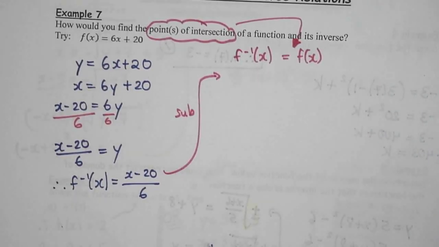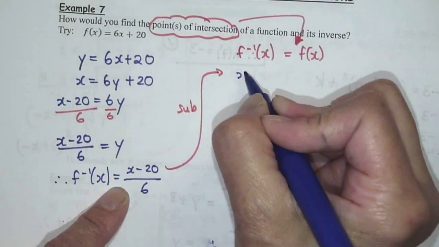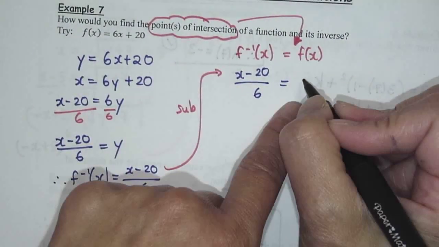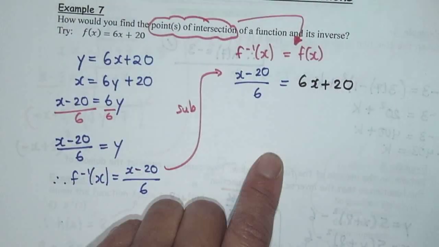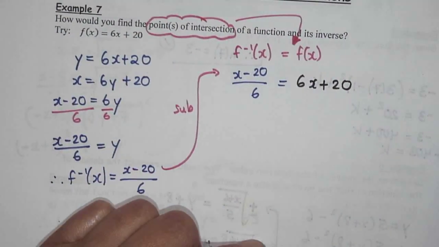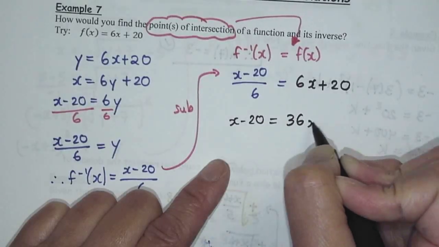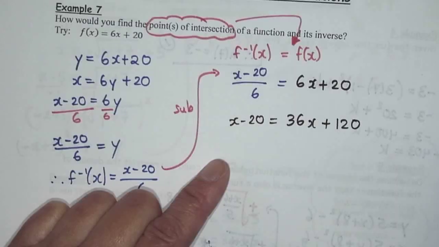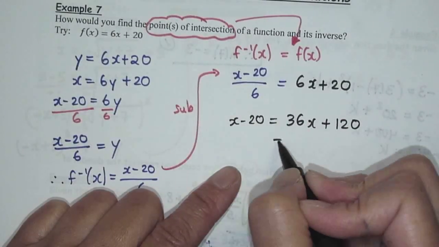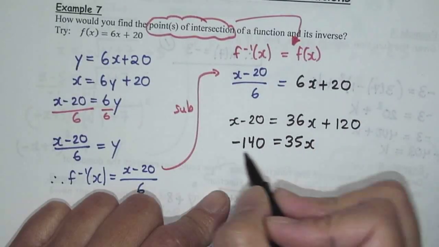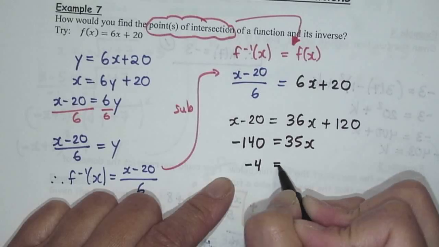So we get the inverse, and then we set them equal. To find the points of intersection, you would set the two equations equal to each other. So we're going to go x minus 20 over 6 equals, and this is the original, 6x plus 20. And solve. You're going to find your x's, or x. So bring the 6 up. So this will be x minus 20 equals 36x plus 120. Bring the x over, so it'll be 35x, and that over negative 140. And we divide, it actually ends up being exactly negative 4.